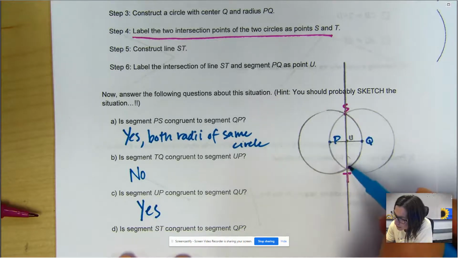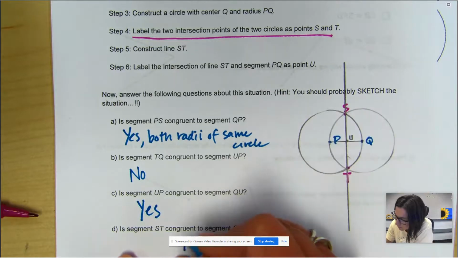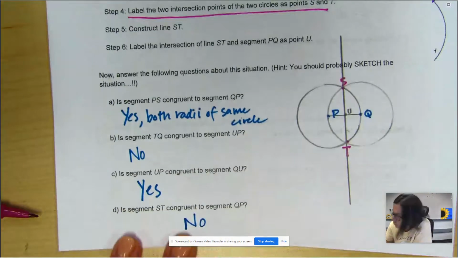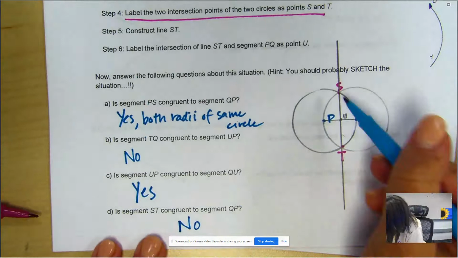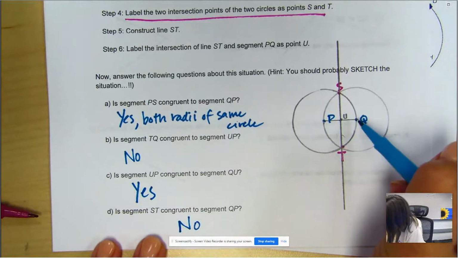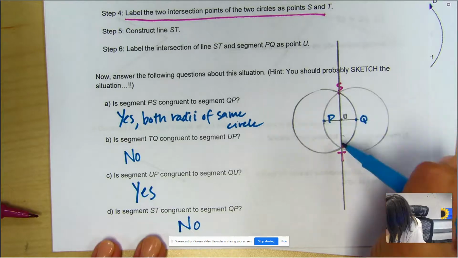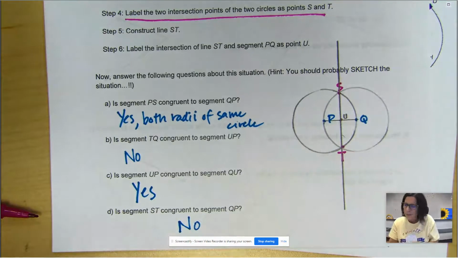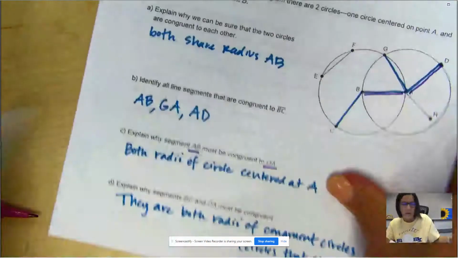And is ST congruent to QP? I'm going to say a big fat no. And why? QP is the radius and ST is not the radius. All right, good times. We're on number 7 now. Oh, number 7's a doozy, I think.